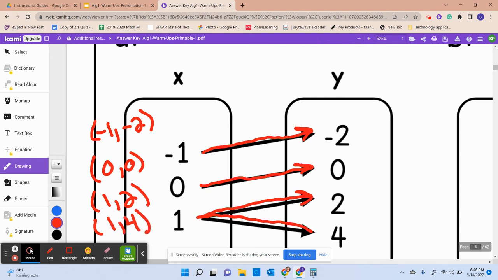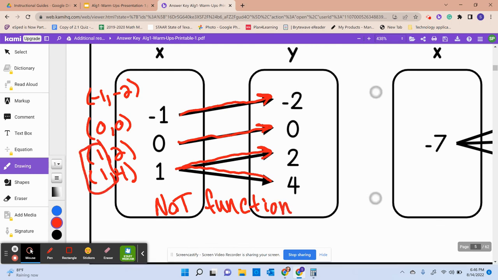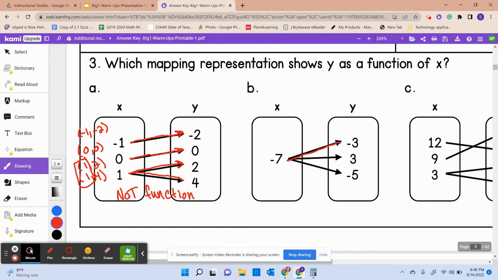So what happens here is this 1 is going to two different places. And I like to think about that as that 1 is a cheater, and cheaters are not fun, or not a function. You cannot have any repeating x values. Okay, so here this 7 goes to -3, 3, and -5. So remember, if we were writing it in coordinate points, it would look like this, and like this. So that one is definitely not fun.